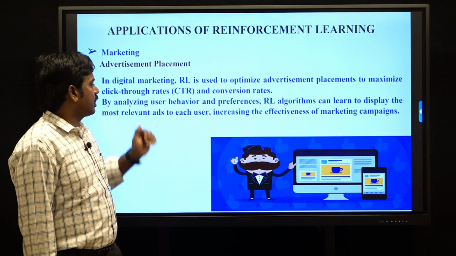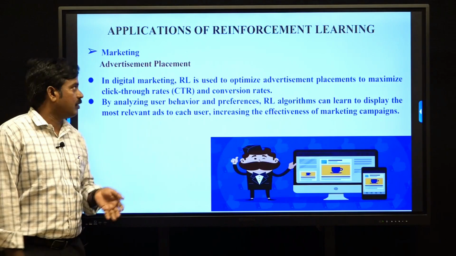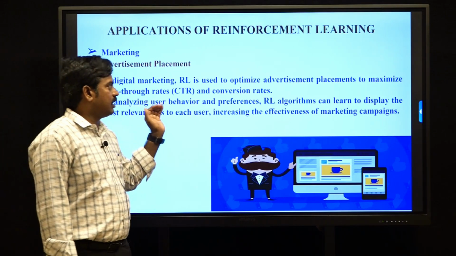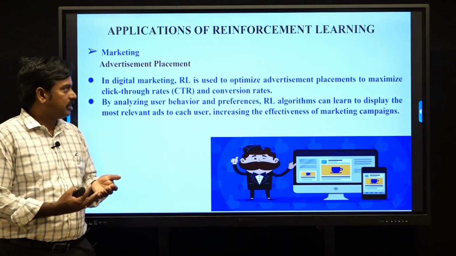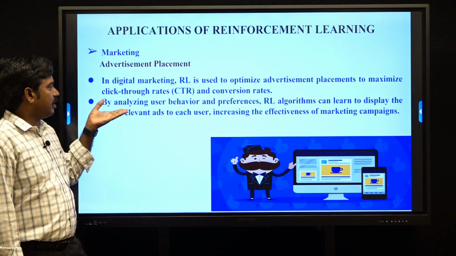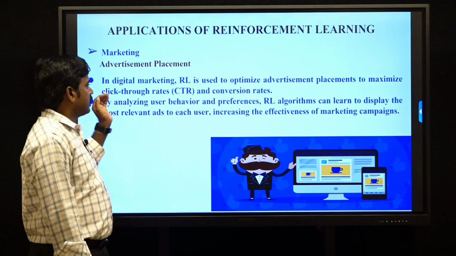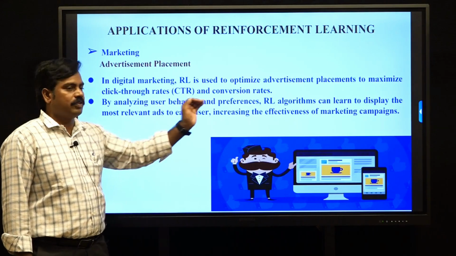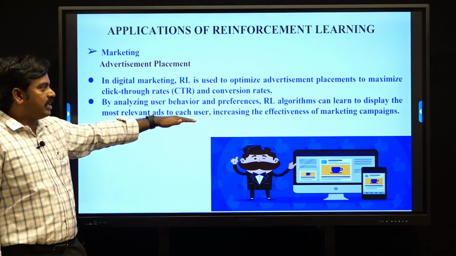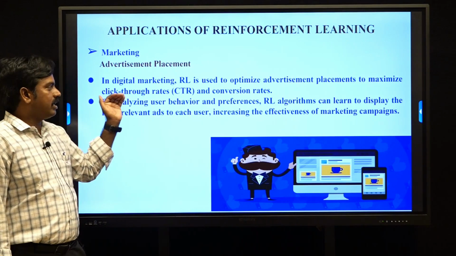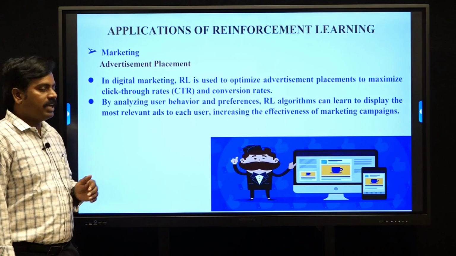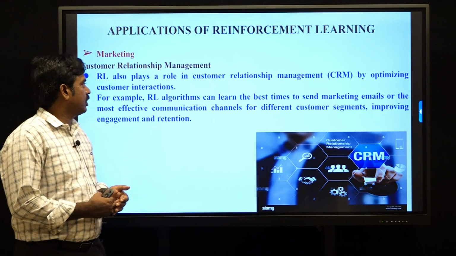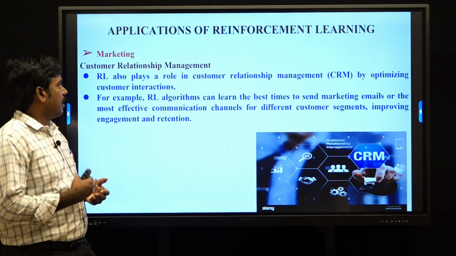The next one is marketing. We use it in advertisement placement. Reinforcement learning analyzes customers' behavior and their interests, and it suggests and places ads to maximize click-through rates and conversion rates. In customer relationship management, it optimizes customer interactions using the data.